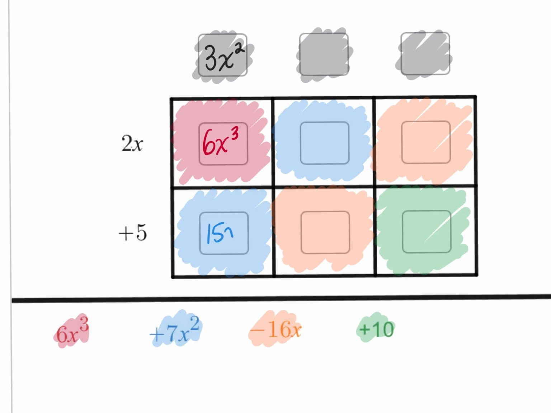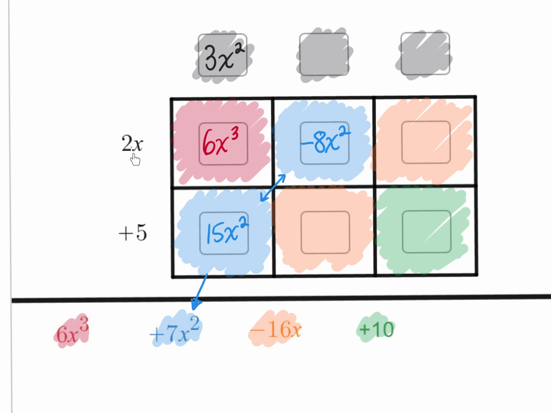So 3x squared times 5 is, I lost my blue, 15x squared. And then just like we did in the previous slide, we know that these two blue boxes end up adding up to 7x squared. So I've got to ask myself, what am I going to add to 15x squared to get 7x squared? Well, I actually have to take away 8x squared. And then I can start over.